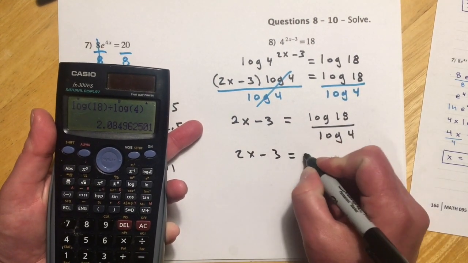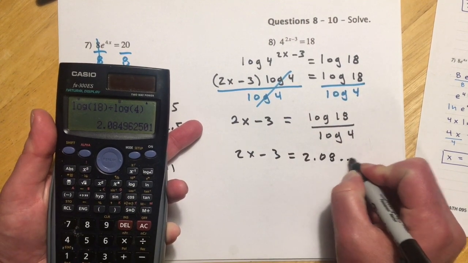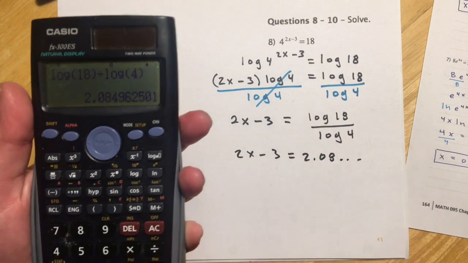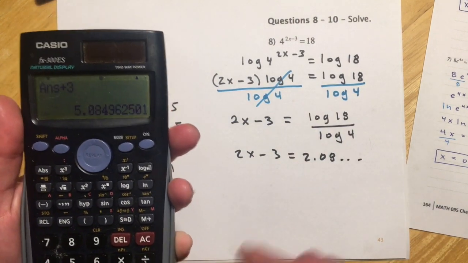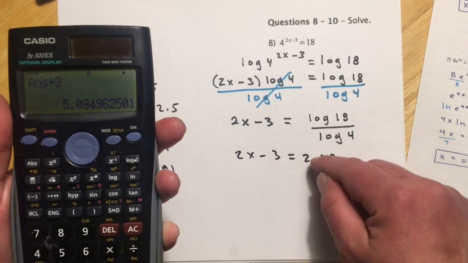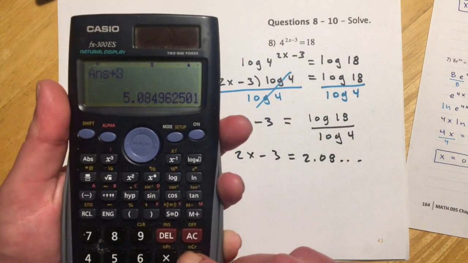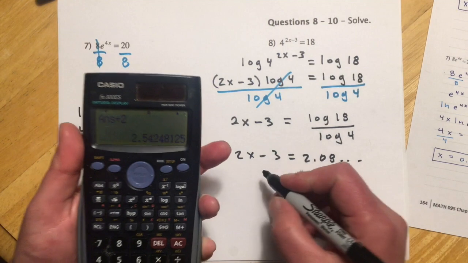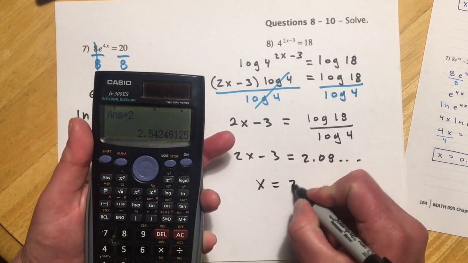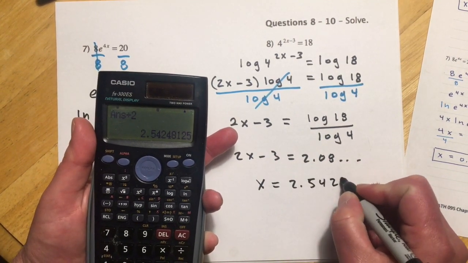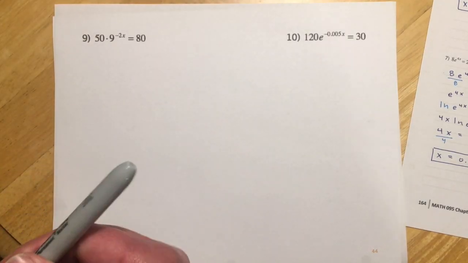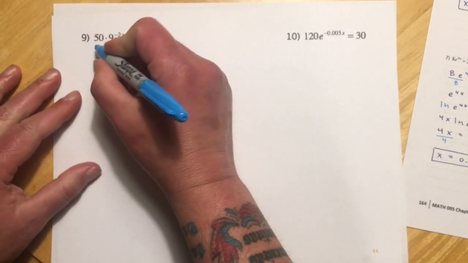2x minus 3 equals 2.08 with some stuff. But with that still on the screen, you know you're going to add the 3, so just go plus 3. And now you have 2x equals that, so you're going to divide by 2. And then that's your number. So x equals 2.5425. So number 9 has this 50 in front, so we're going to get rid of that.